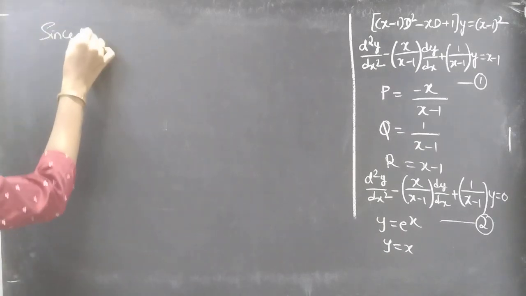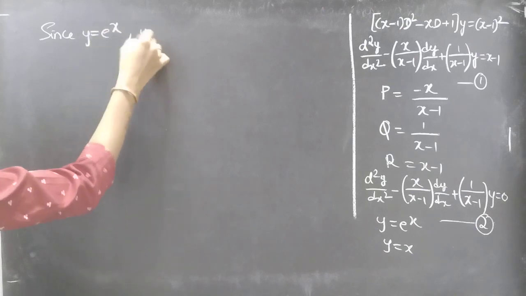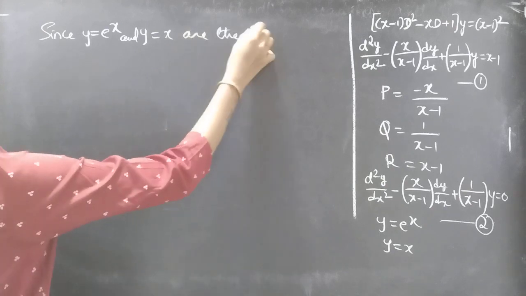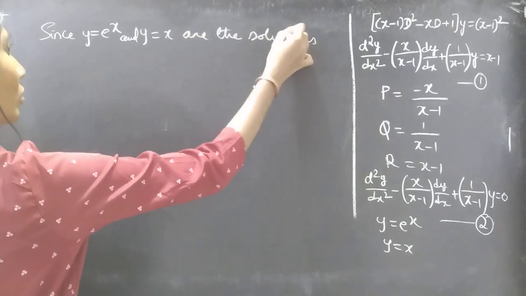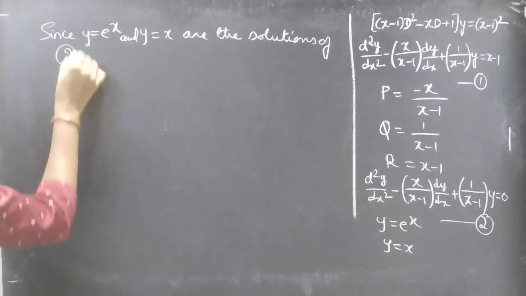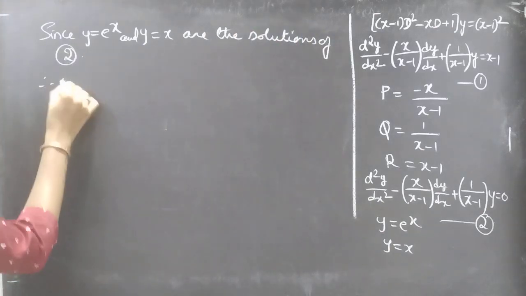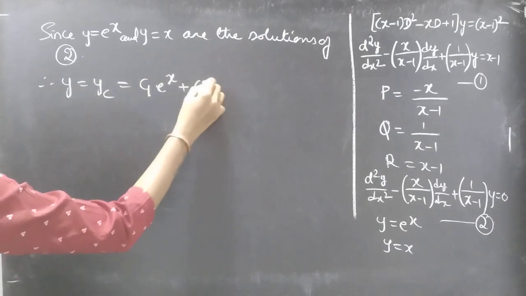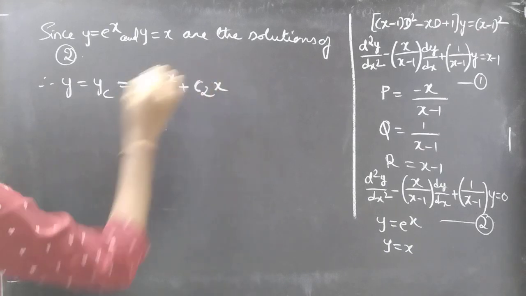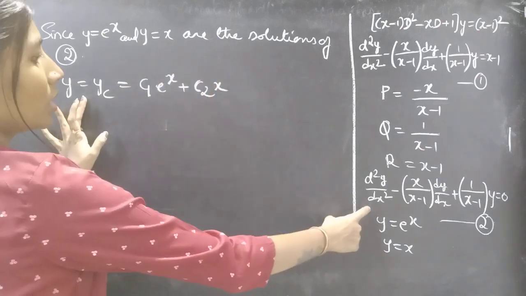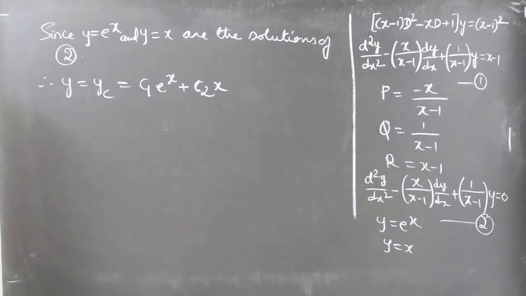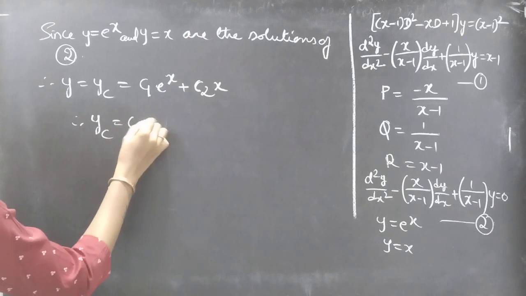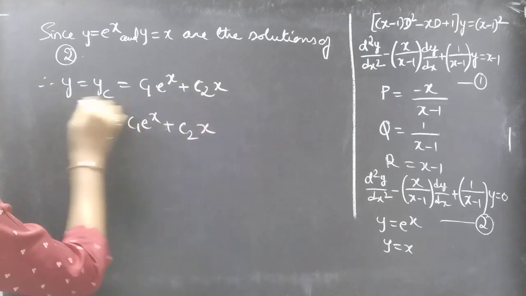Since y equal to e power x and y equal to x are the solutions of equation 2, therefore yc equals c1 into one solution e power x plus c2 into another solution x. Therefore, yc equals c1 e power x plus c2x.